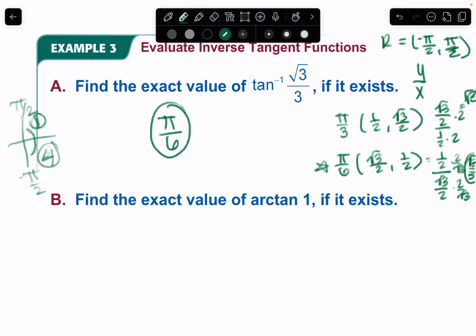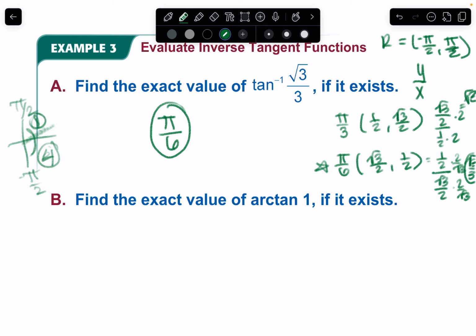So pi over 6 is the place where when I actually divide it out, I'm going to get square root of 3 over 3. And it is in the first quadrant where tangent is positive, and that value is going to give me what I'm looking for. Then looking at part B of this, it says find the exact value of arctan 1 if it exists. So we already know it's not pi over 3 and it's not pi over 6.